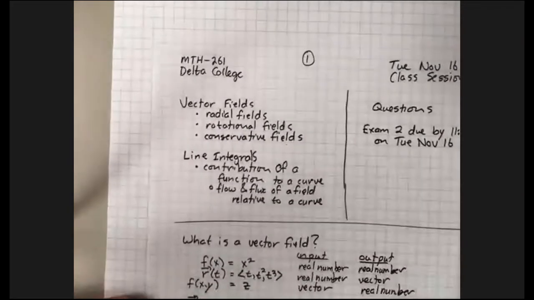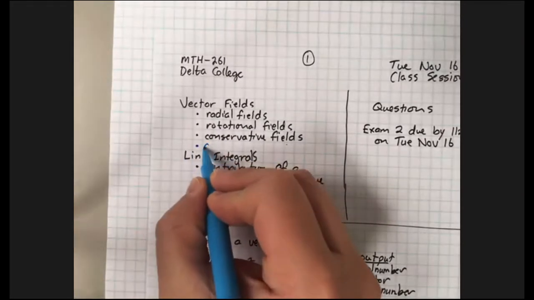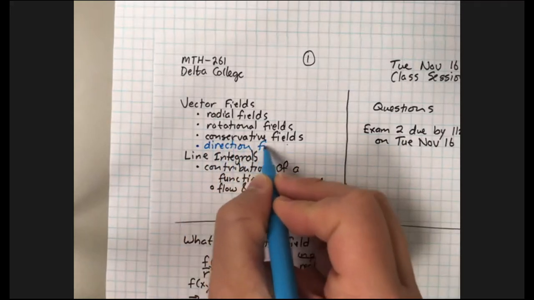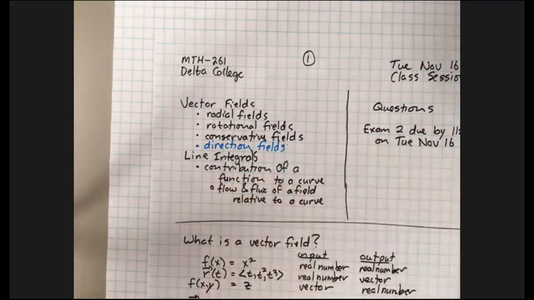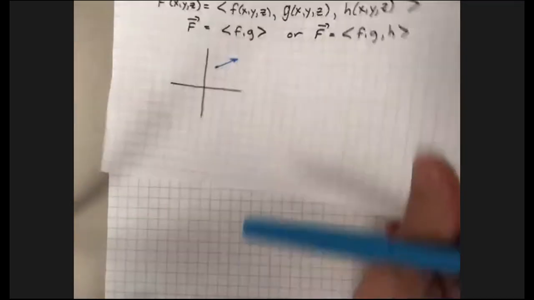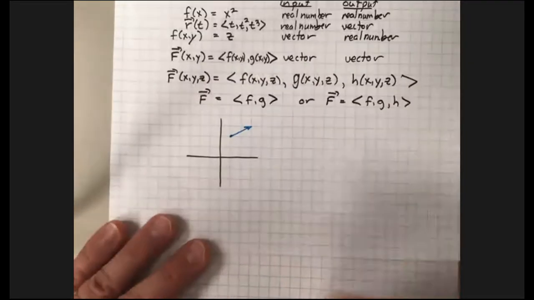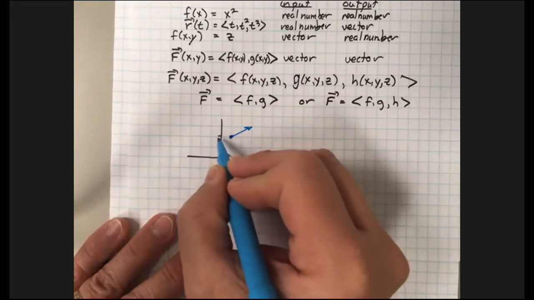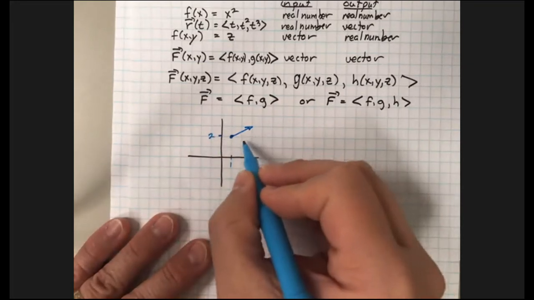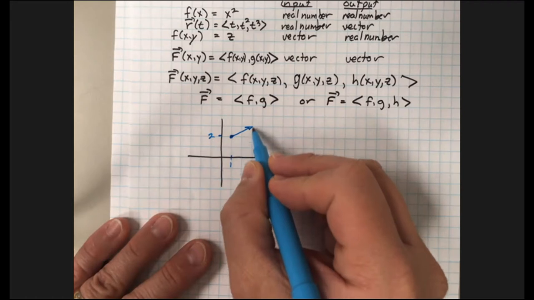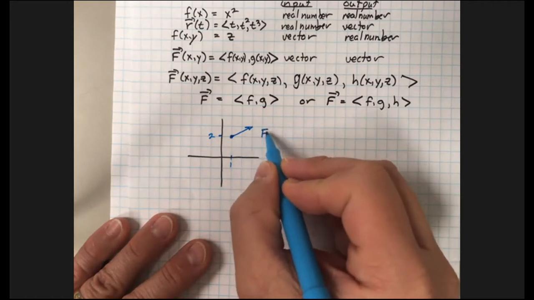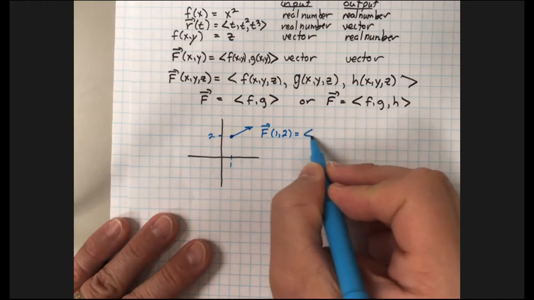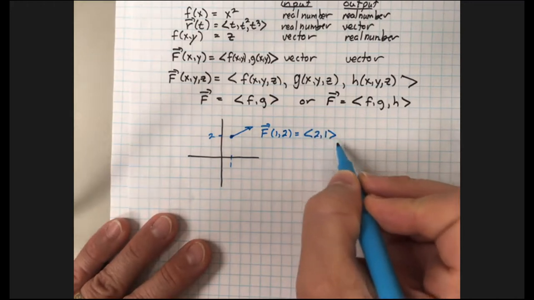Oh, I want to add one more important type of vector field that we're going to discuss. Direction fields. Another example of a useful vector field. So at this point, maybe one and two, I want to assign the vector that goes over two and up one. And that would be written like this. F of one comma two is two comma one.